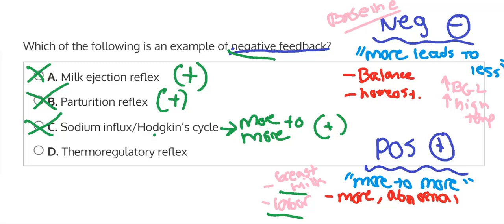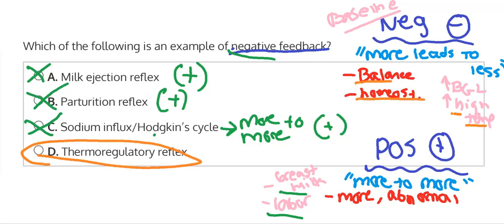And option D says thermoregulatory reflex. This is correct. This is what we discussed earlier: if your temperature gets high, the body wants to regulate to bring it down to balance and homeostasis by secreting sweat or hormones to bring down the temperature. Then you're back into balance. So option D, thermoregulatory reflex, is correct.